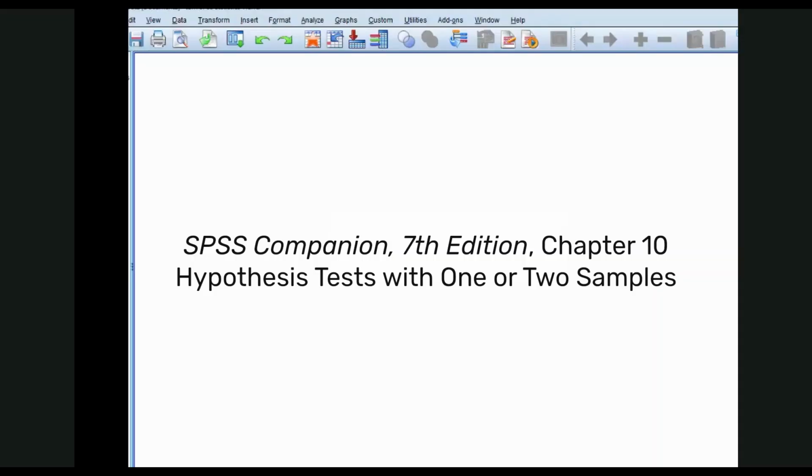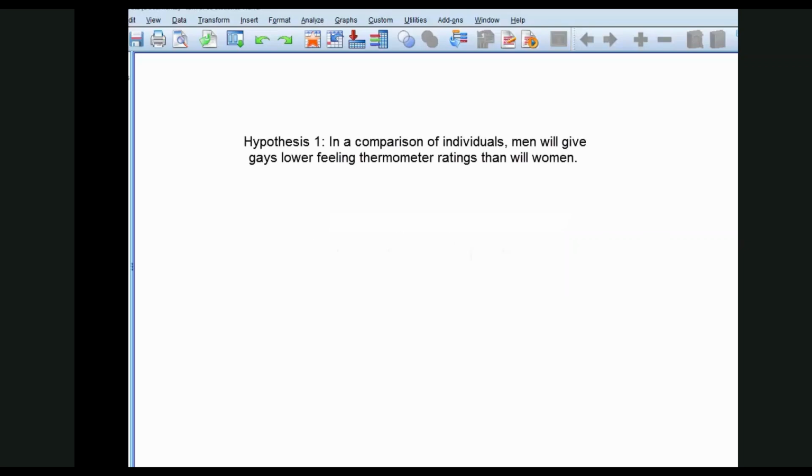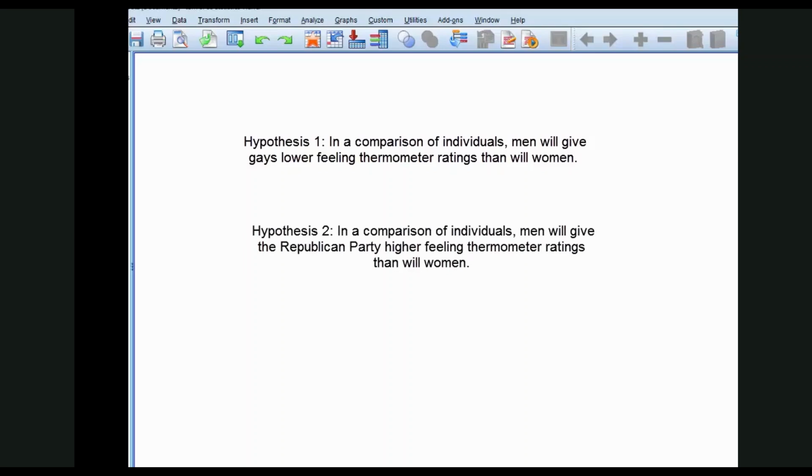means. This is a very common form of hypothesis testing. For example, if we think that gender is a causal variable and leads to differences in the evaluation of, say, gays on the one hand or the Republican Party on the other, we might formulate a couple of gender gap hypotheses. Hypothesis 1, in a comparison of individuals, men will give gays lower feeling thermometer ratings than will women. Hypothesis 2, in a comparison of individuals, men will give the Republican Party higher feeling thermometer ratings than will women.